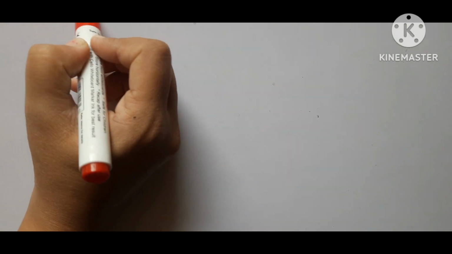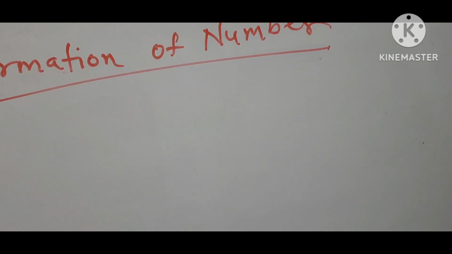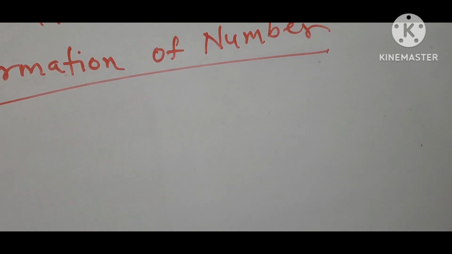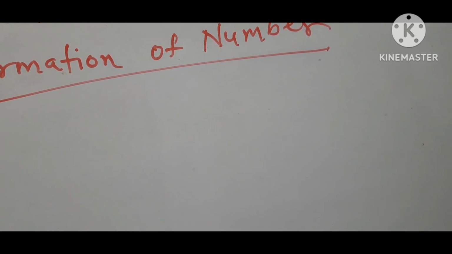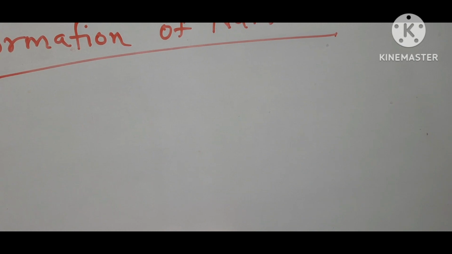Now the last topic for this chapter is formation of numbers. What they can ask is to form a number, the largest 5-digit number, the largest 6-digit number, and other questions, giving a few numbers and asking you to form a number without repetition or with repetition.